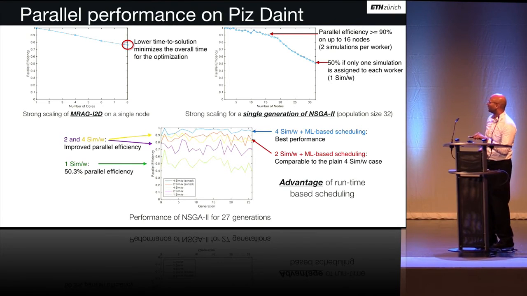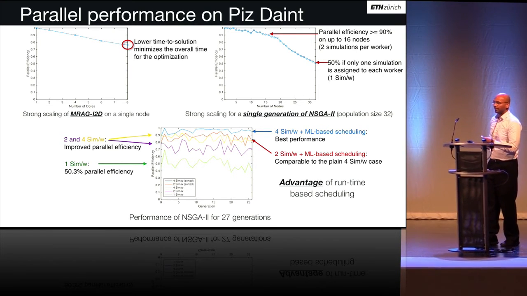Let me show you something else. Okay, so we've already seen that with naive scheduling, we only get 50% efficiency. But if we do this runtime-based scheduling along with multiple simulations per worker, we get almost perfect parallel efficiency. So it's very, very effective. It doesn't require a lot of work, but the return is very nice.